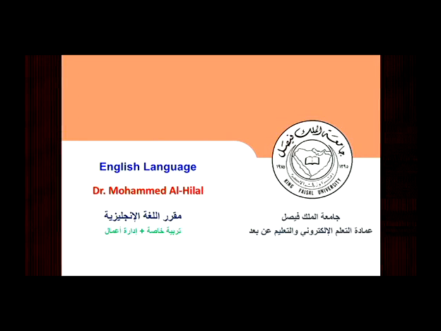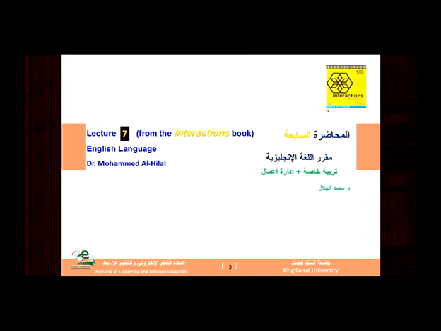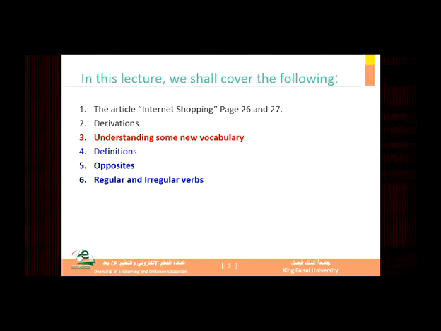Today this is lecture number 7. Today we will go to the second part of the course, where we have a lecture from our Interaction Axis book. So today we need to start lecture number 7. We are going to consider an article from this book, which is on pages 26 and 27.